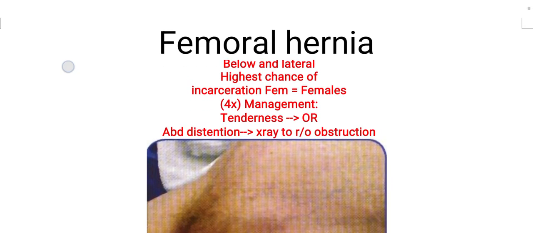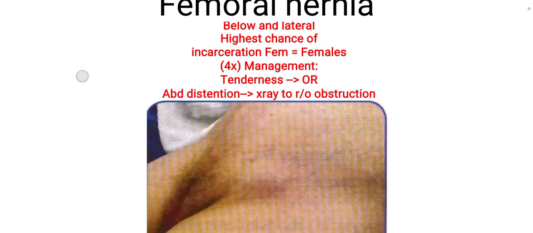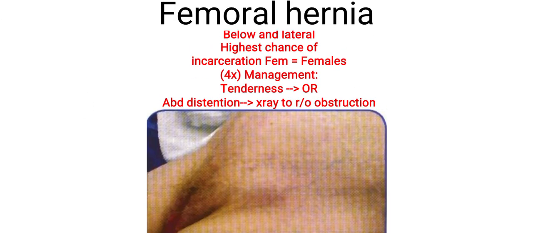Our next picture is the femoral hernia. You can see the swelling on the left side, below and lateral to the inguinal region. In femoral hernia, there are the highest chances of incarceration, and these are very common in females. In this swelling, we have to check the tenderness.